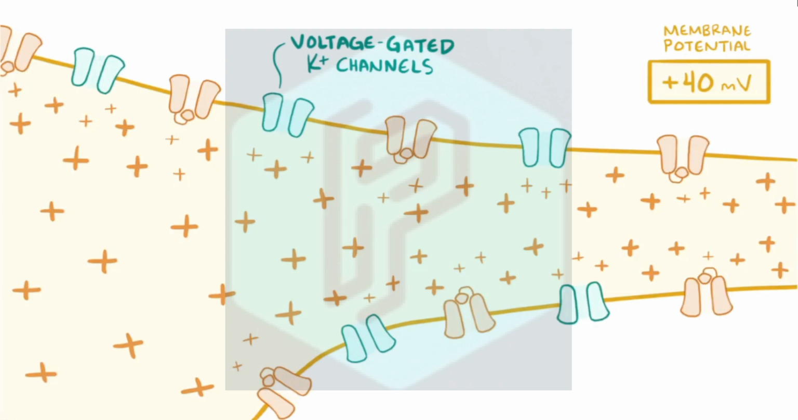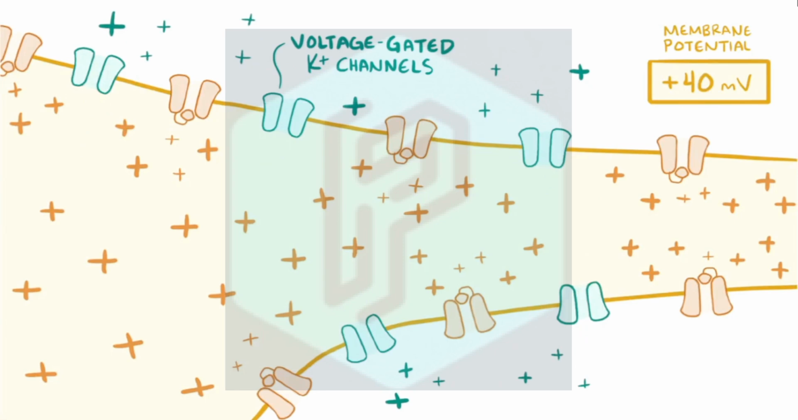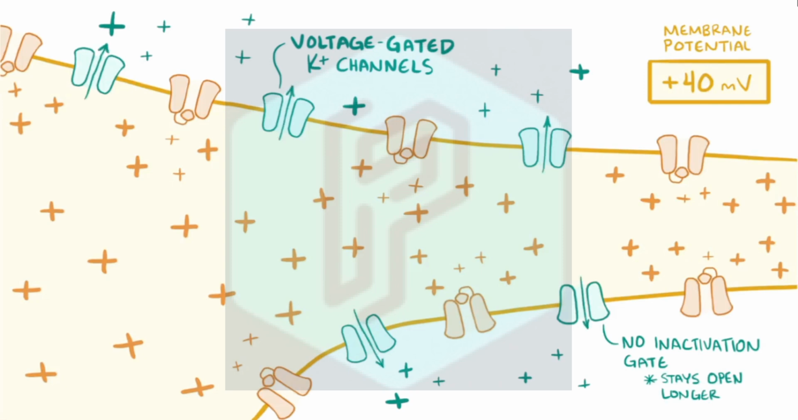The result of this is that after that initial sodium rush into the cell, potassium flows out of the cell down its own electrochemical gradient, removing some positive charge and blunting the effect of the sodium depolarization. These potassium channels don't have a separate inactivation gate, and therefore they stay open slightly longer, which means there's a period of time when there's net movement of positive ions out of the cell, which causes the membrane potential to become more negative, or repolarize.